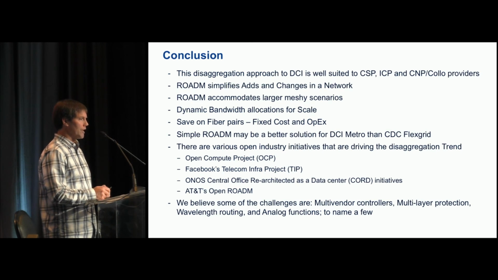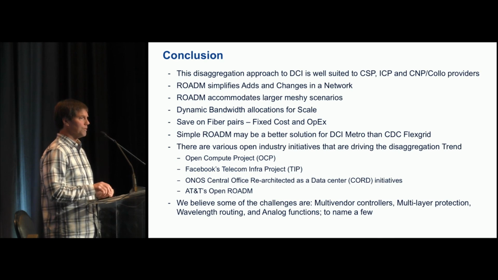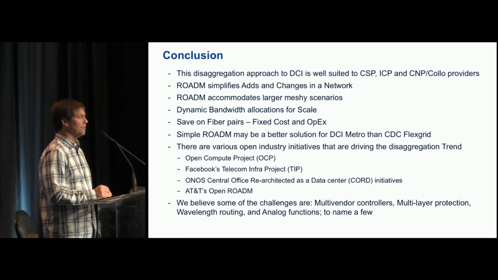So, quick things. From a DCI perspective, disaggregation of the transponder has already been proven as the most valuable thing to do for a CSP, ICP, CNP, or colo provider. If we get into mesh architectures, ROADM simplifies adds and changes in the network, makes things very simple, and is easy to scale from a bandwidth perspective, as well as to dynamically add channels without having to change anything in the network. Just add the channels at the endpoints and move forward, plug and play.